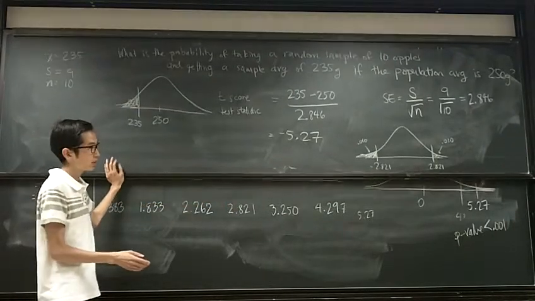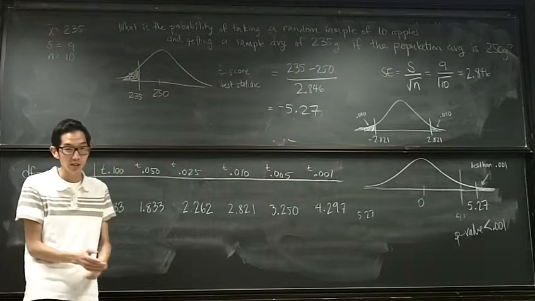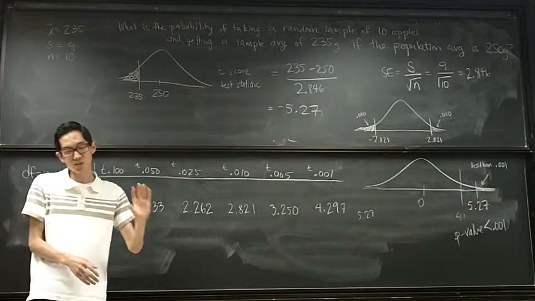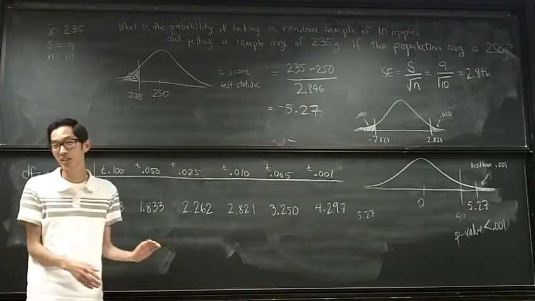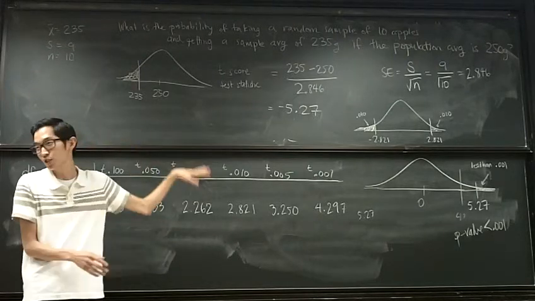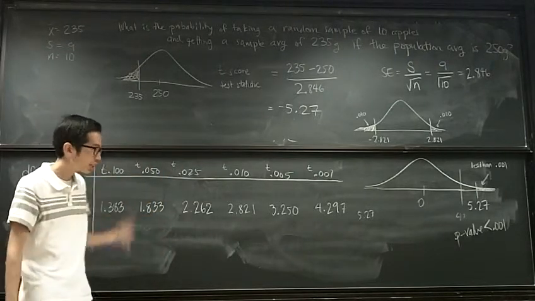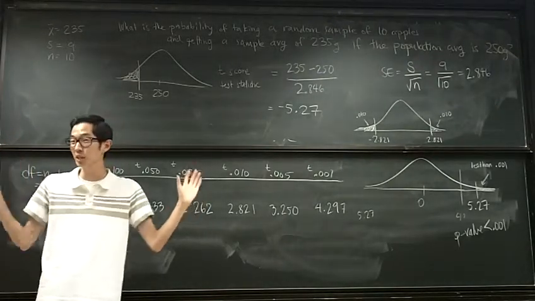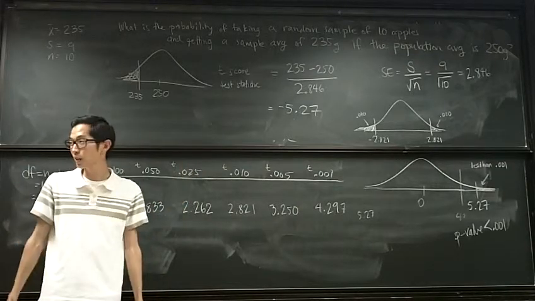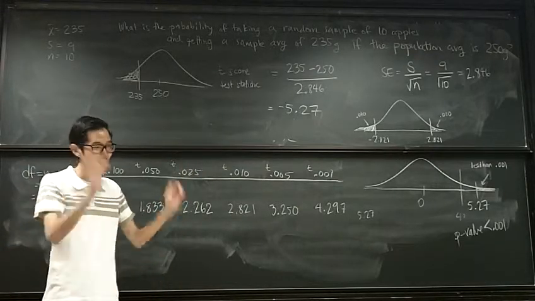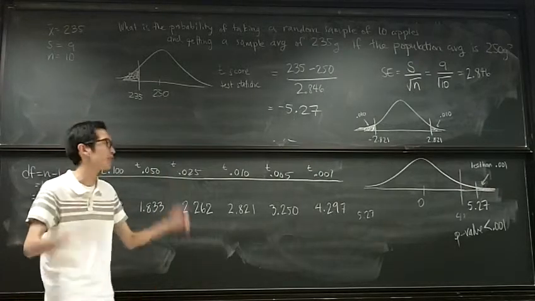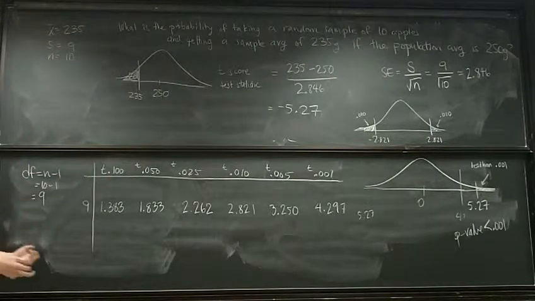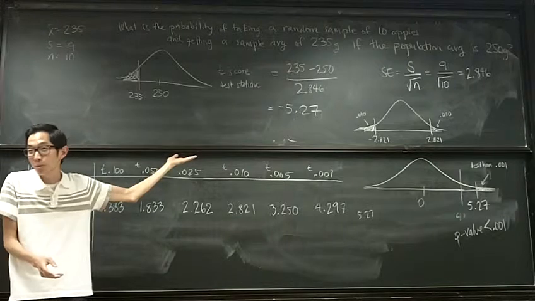So the guy selling the apples is going to say, no, you just got unlucky. You just happened to pick a random batch of small apples, but I promise the rest have an average of 250 grams. And you say, no, I got the statistician on the phone, and he says the probability of me selecting 10 apples at random and getting an average of 235 is less than 1 in 1,000. So I think you're selling me small apples here. Deal's off. And that's what we conclude here.